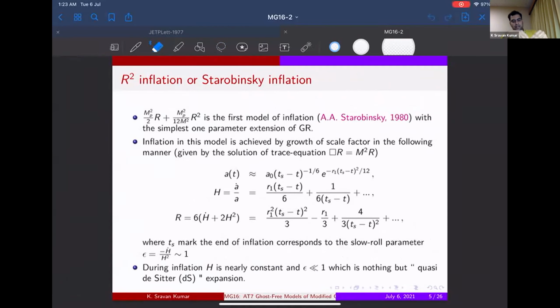So the model I am speaking about is the non-local R-square inflation, which is a modification of Starobinsky inflation or R-square inflation, proposed in 1980, a model based on the modification of GR by an R-square term. So we add an R-square term to the Lagrangian. This gives an inflationary evolution, given by this scale factor, which is a solution of the trace equation of the R plus R-square theory. Remember, this equation is very important, so we will come back to it.